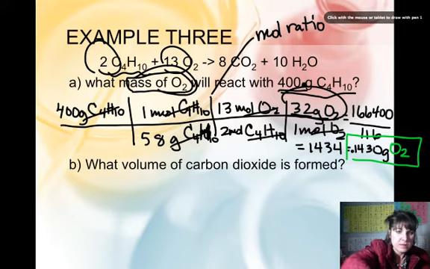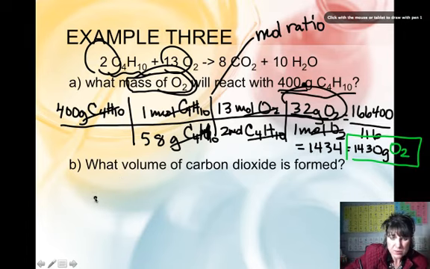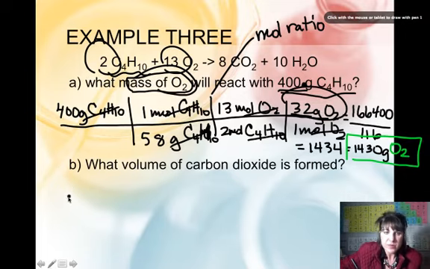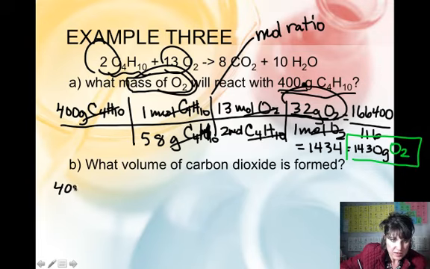You got it. All right, now let's talk about volume. Remember how to change volume to moles? What volume of carbon dioxide is formed? Well, we have to assume that this reaction is occurring at STP, and since it's a burning reaction, it probably isn't. So this is a great simplification, but that's all right. It shows us the steps to go through.